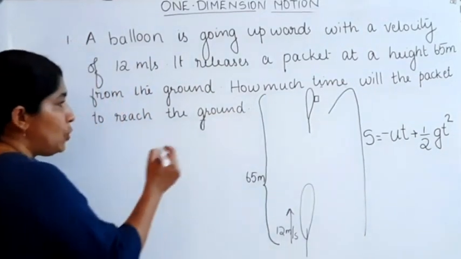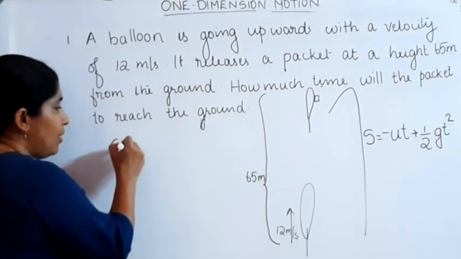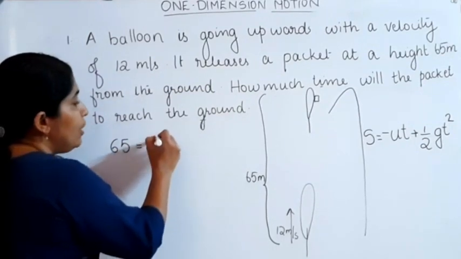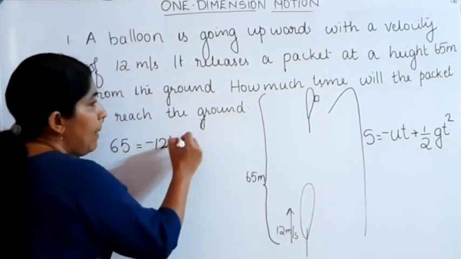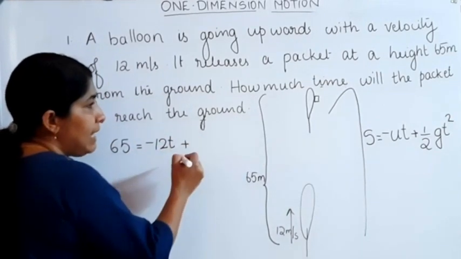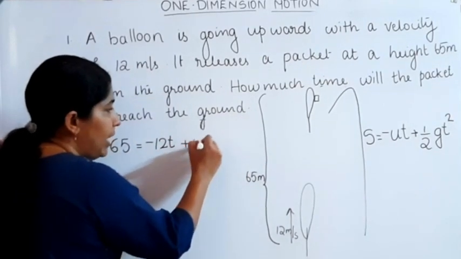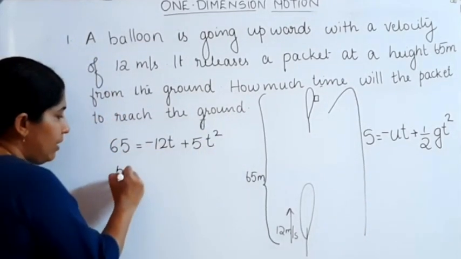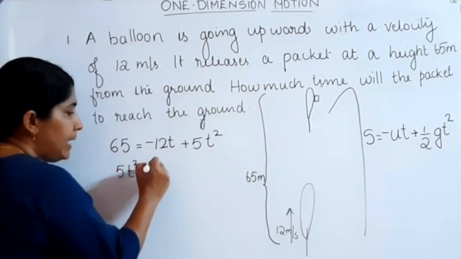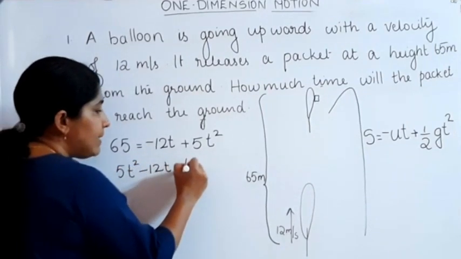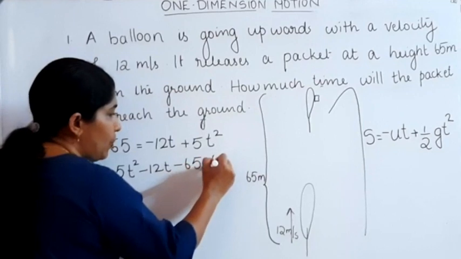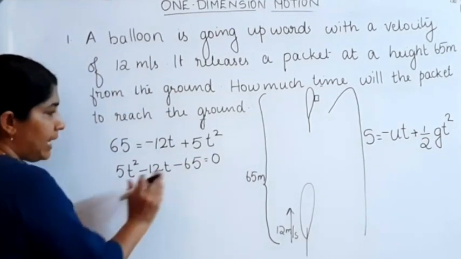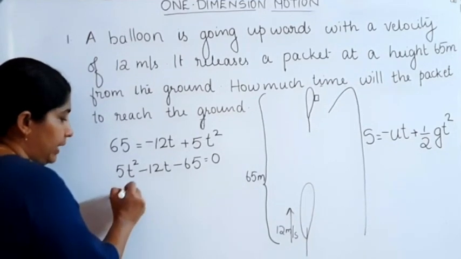Then on substituting the values, S is equal to 65. So 65 equals minus 12 into t plus, g is taken as 10, then 10 by 2 is equal to 5, so 5t square. Then on rearranging, 5t square minus 12t minus 65 equal to 0. This is a second degree equation. From this second degree equation, we want to find out time.